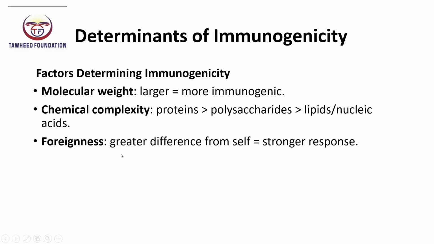Third is foreignness. One of the fundamental jobs of the immune system is to distinguish between self and non-self. The more different an antigen is from host molecules, the stronger the immune response will be. If an antigen closely resembles self tissues, the immune system may ignore it or react only weakly.